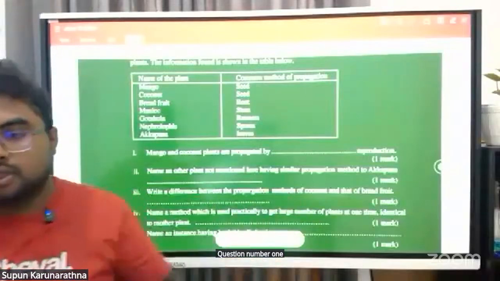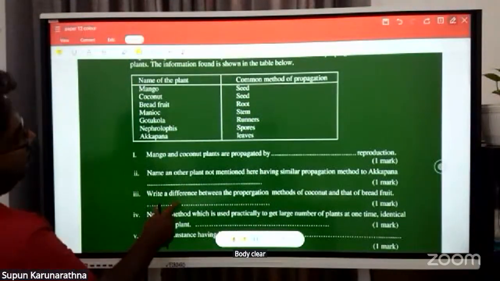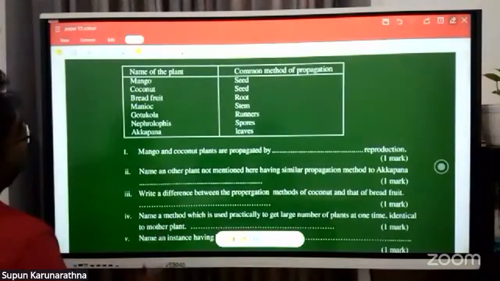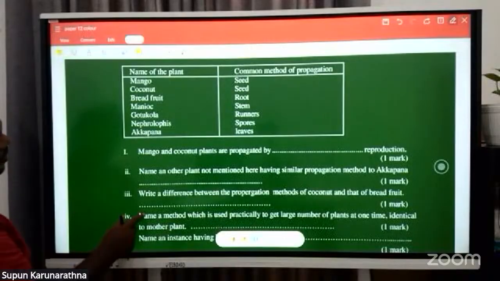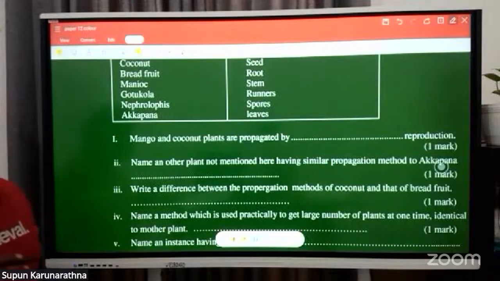Question number 1. Body clear නේ ළමයි. body clear ඇති කියලා. Right.